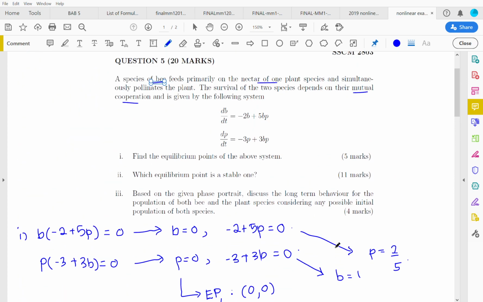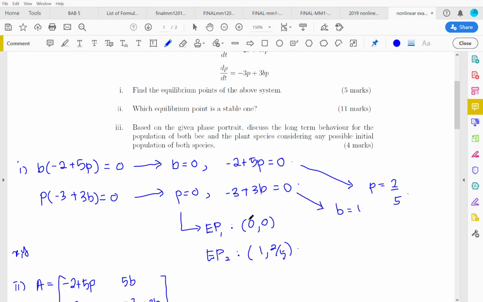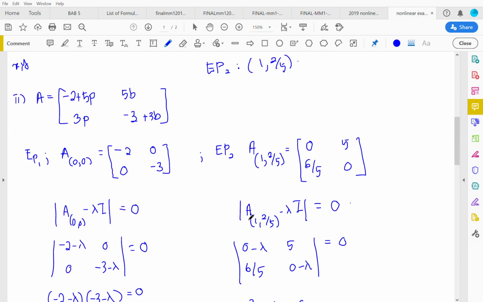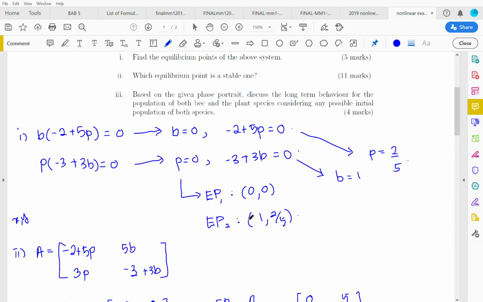So the answer for this part: which equilibrium point is a stable one? We already identified, it is the first equilibrium point, 0, 0. The third question: based on the given phase portrait, discuss the long-term behavior. I will discuss this later, as I need to get the phase portrait first.